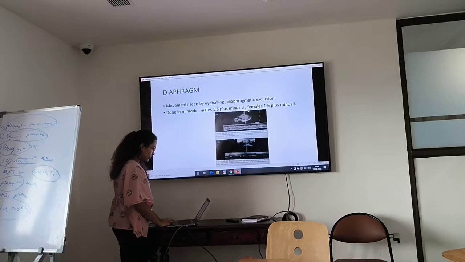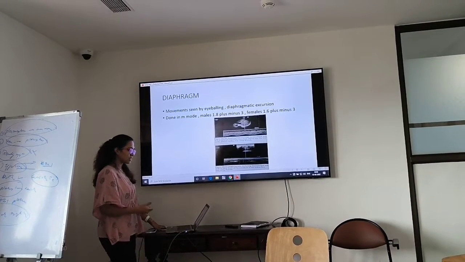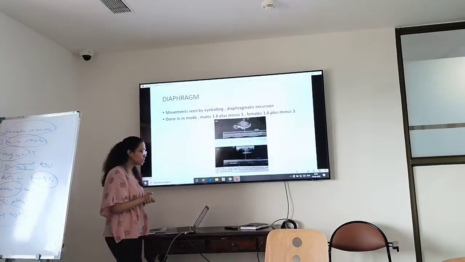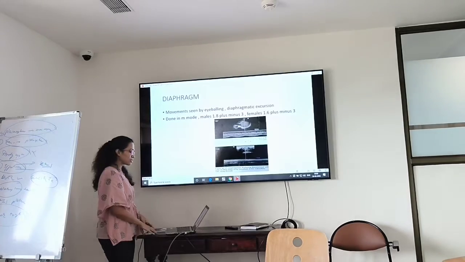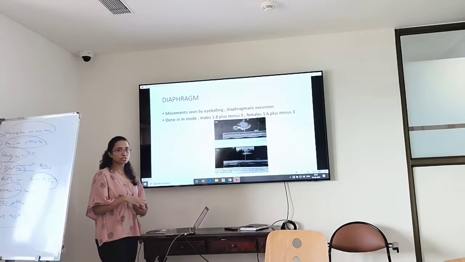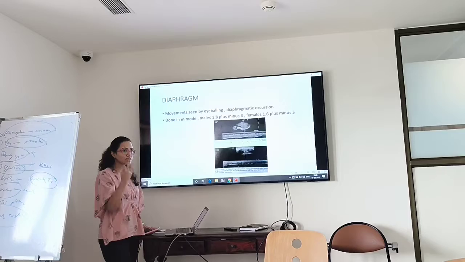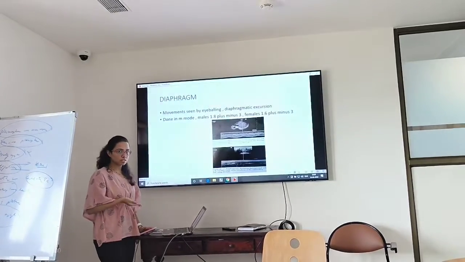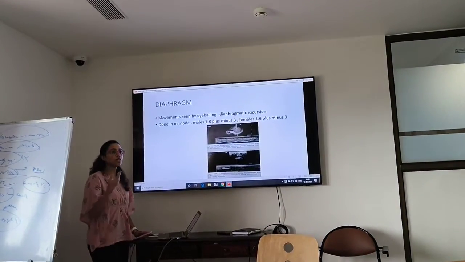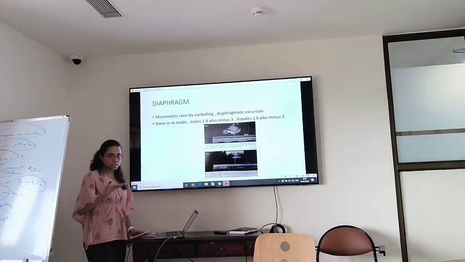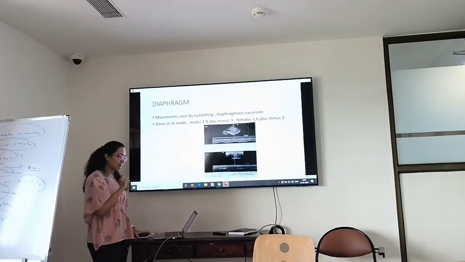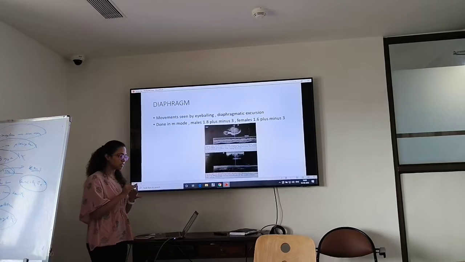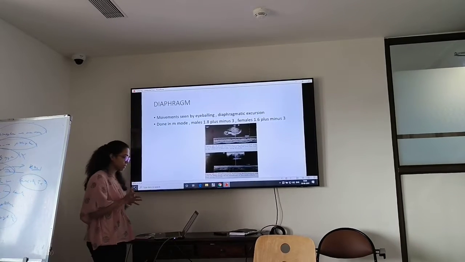Then the diaphragm. Diaphragmatic movements we can see by eyeballing, like the normal diaphragm that we see, or there is something known as diaphragmatic excursion. Usually there are 3 readings that we take. We take it in a patient with normal respiration, then we have the patient deeply inspire air, and then we take an average of this. In males it is usually 1.8 plus minus 0.3, and in females it's 1.6 plus minus 0.3.